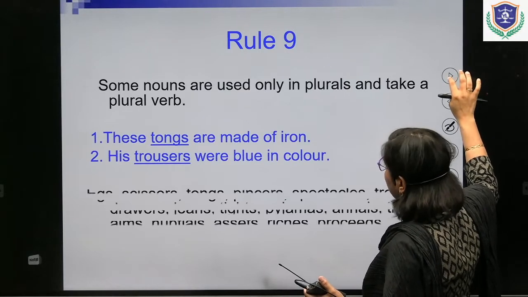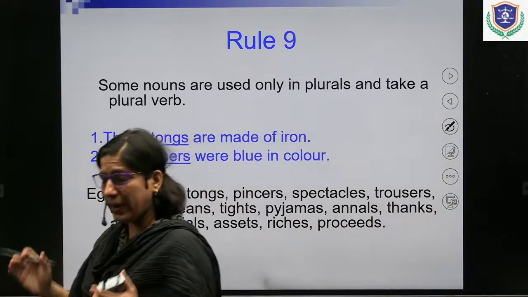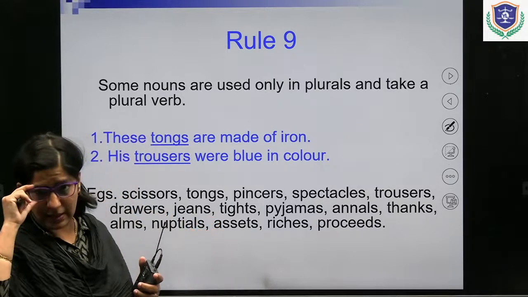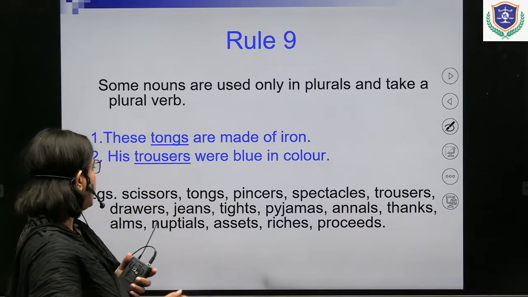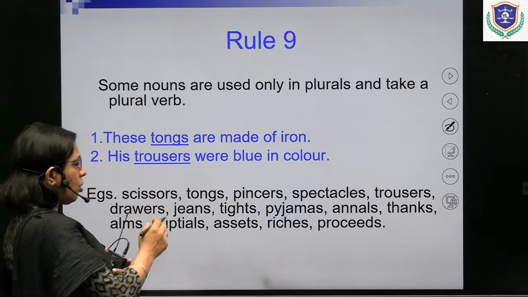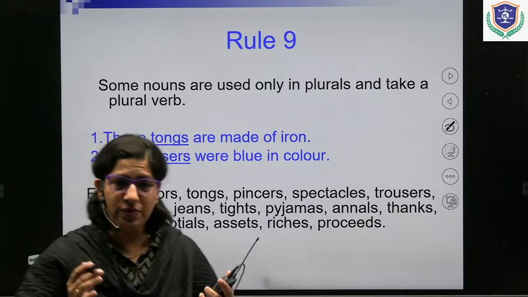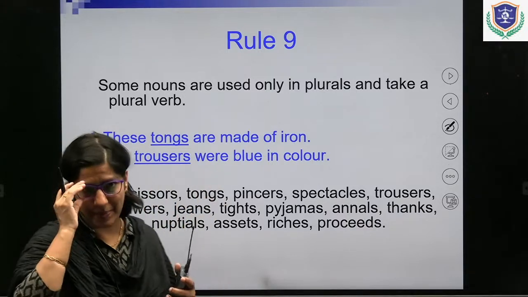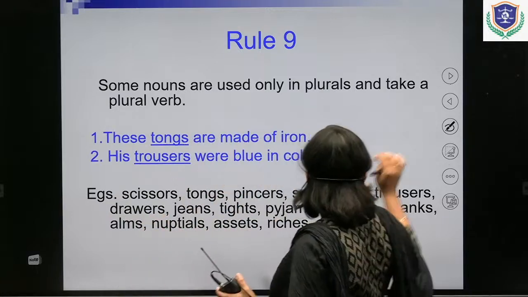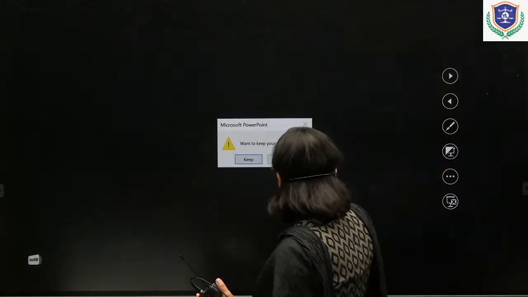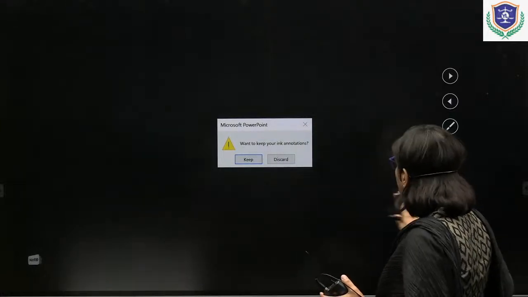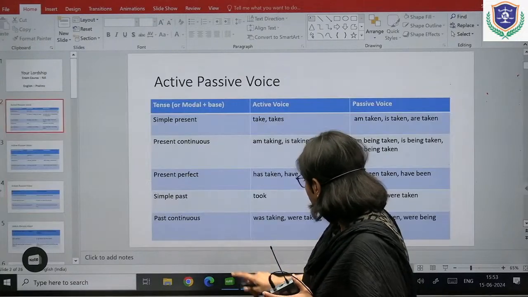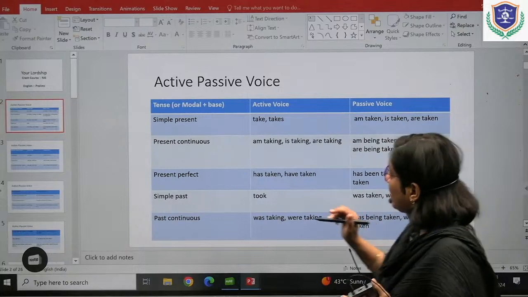Now there are certain set of words which always take a plural verb. My spectacles are broken, or trousers, scissors, drawers, jeans, tights, pajamas, all of these will always take a plural verb. His trousers were blue in color. My spectacles are broken. These things are always in a pair, and so will always take a plural verb.